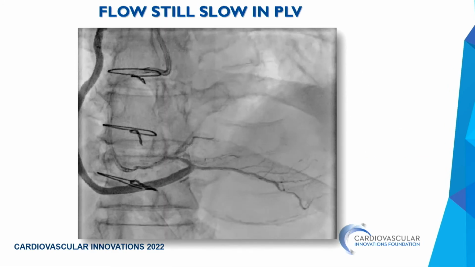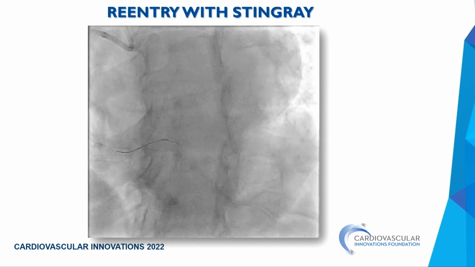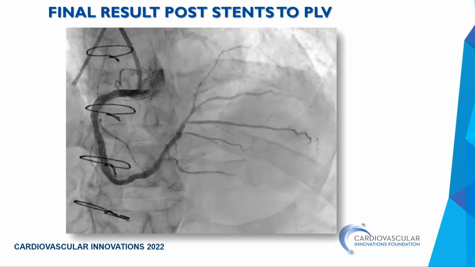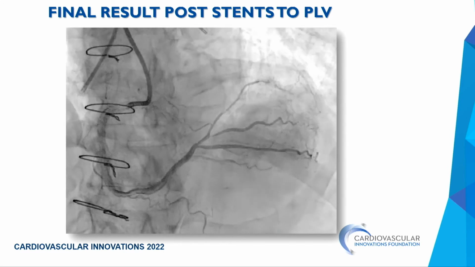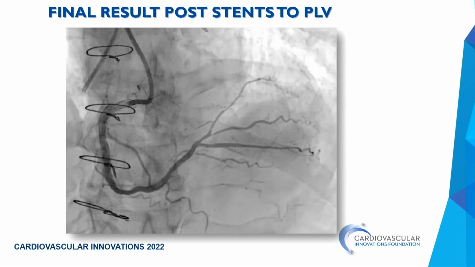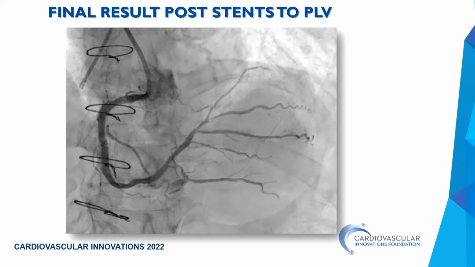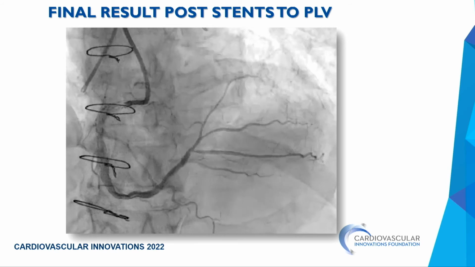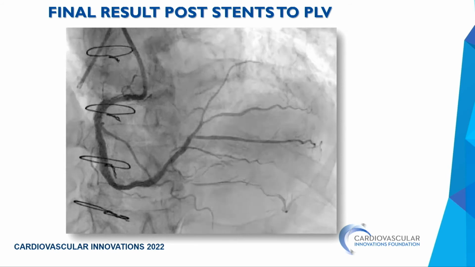We did the reverse CART and then an ADR, and we reopened this, and we restored, left that SVG on the PDA, and now the right is filling the PLV. So where does it fit into it? Well, that's still CTO PCI, but I'm not doing it for quality of life. I'm doing it for an event. He's having a non-STEMI, and that's the cause.